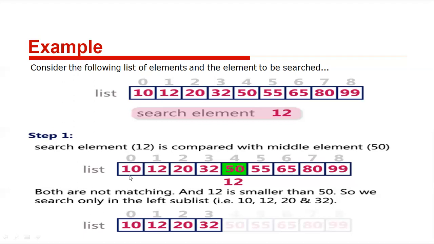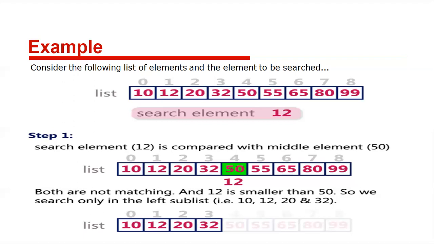For example, this is the starting value 0. This is the end value, or this is the top value. This is the bottom value. Clear? Here 0 address is the top of the array, and the bottom is 8. So middle equals top plus bottom by 2, 0 plus 8, 8 by 2 equals 4. That is the middle location.